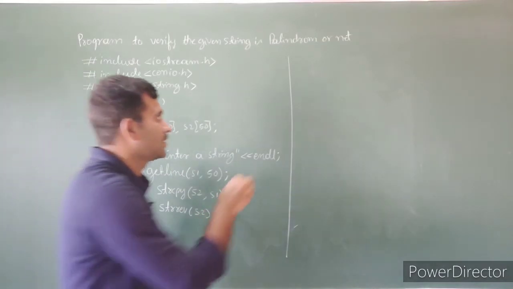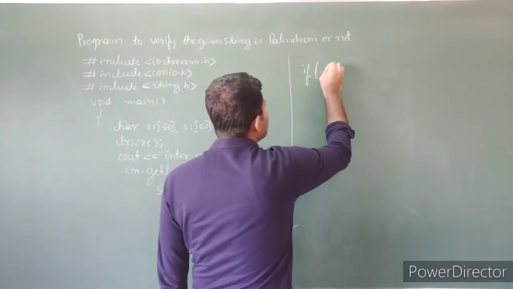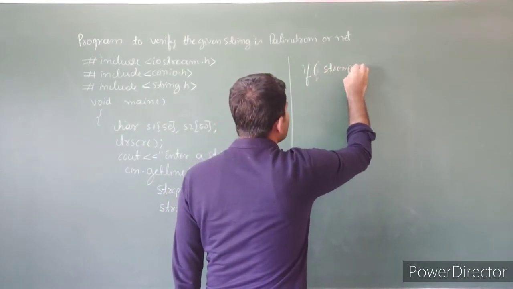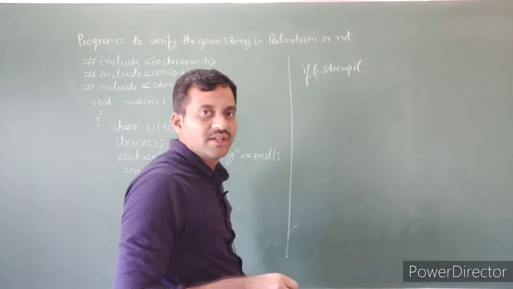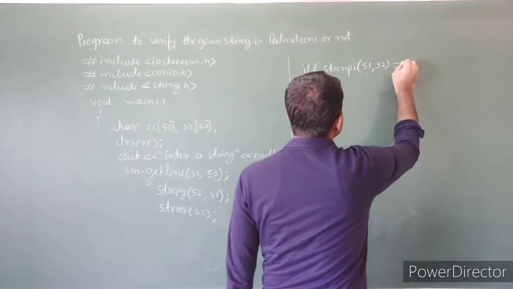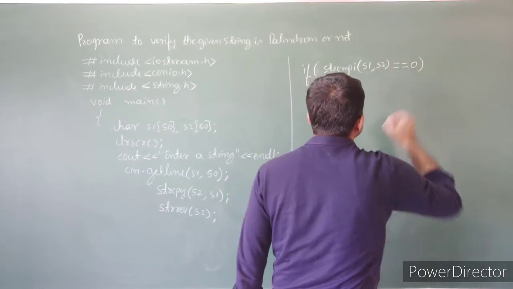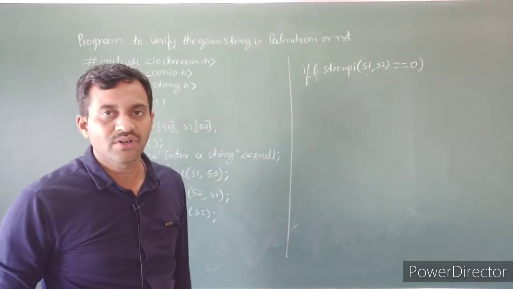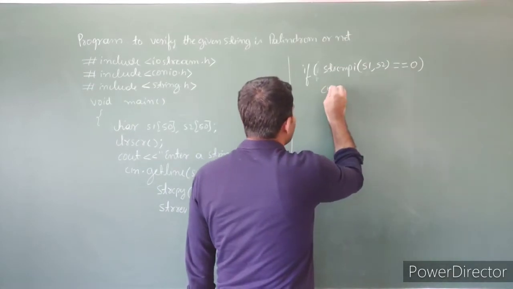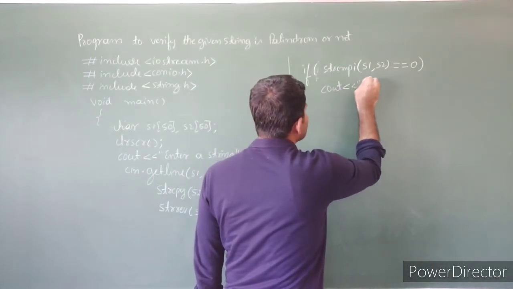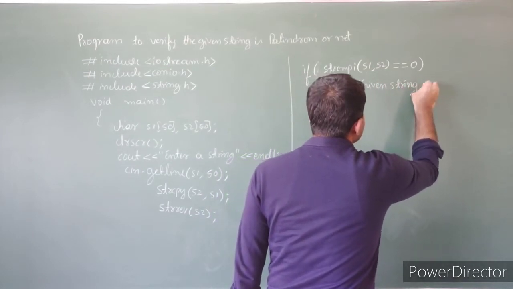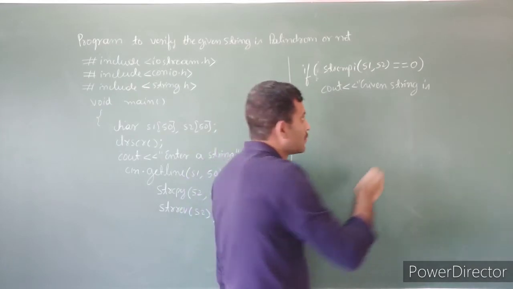we have to compare. How to compare? If strcmpi of s1 comma s2 is equal to 0. We know that when both strings are the same, it returns 0. If it is 0, output "given string is palindrome".